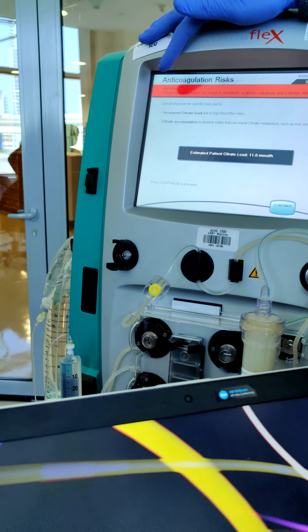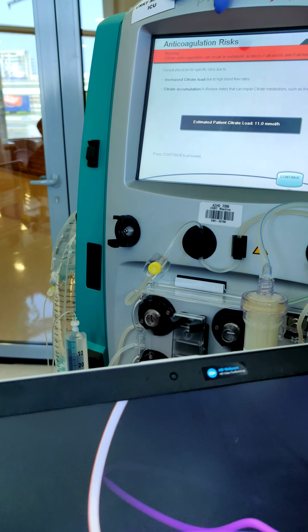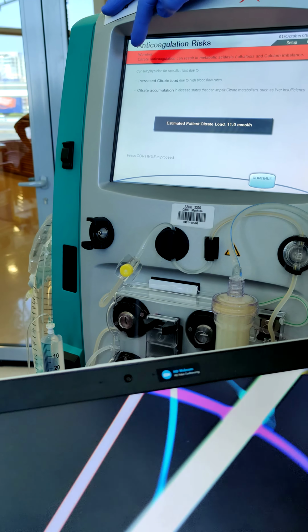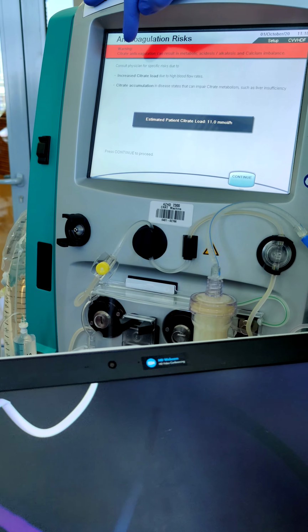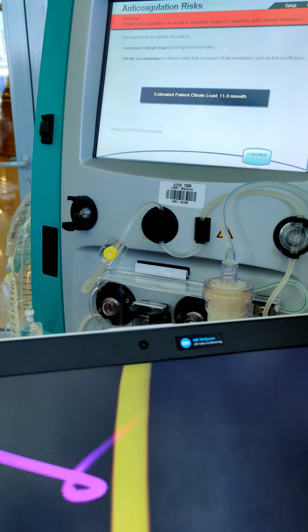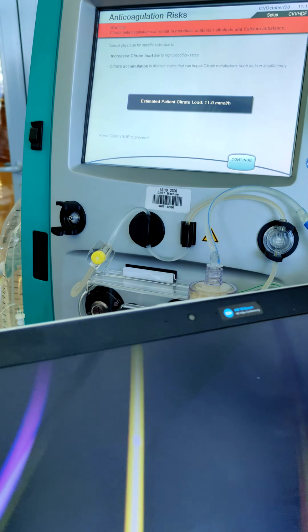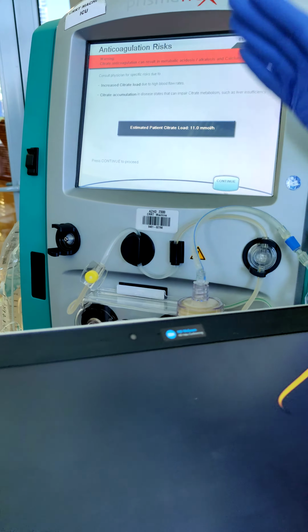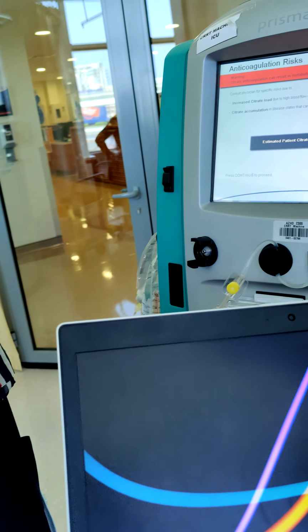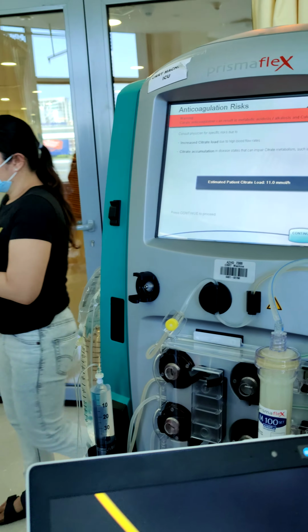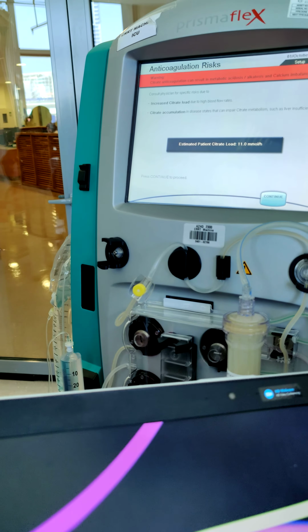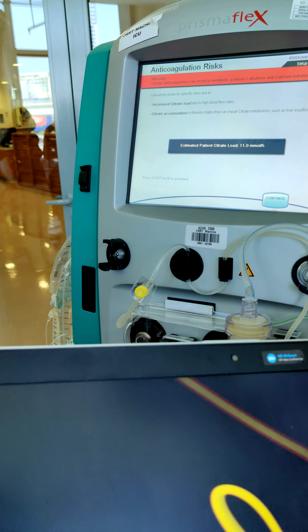Anticoagulation risks. Warning: citrate anticoagulation can result in metabolic acidosis, alkalosis, and calcium imbalance. Consult physician for specific risk due to increased citrate load by mistake or citrate accumulation in disease state. This is a risk or precaution. If we are giving citrate, why acidosis? You said the citrate will change in the body to bicarb, so it shouldn't cause acidosis even if the citrate dose is more. If I decrease the dialysate flow too much, it will go to acidosis.